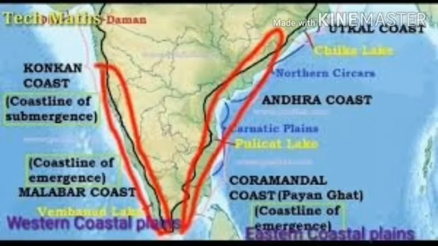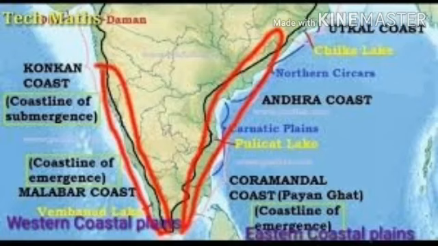Students, name the three divisions of the western coastal plains. Yes, the three divisions of western coastal plains are the Konkan Coast, the Kannad Plain, and the Malabar Coast. Students, what do you know about Chilika Lake? Yes, it is the largest saltwater lake found in Odisha, south of the Mahanadi Delta.